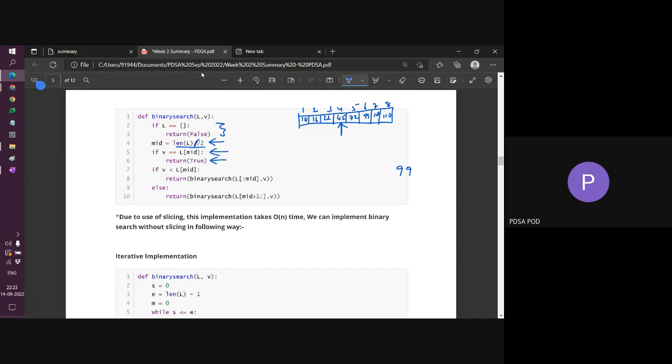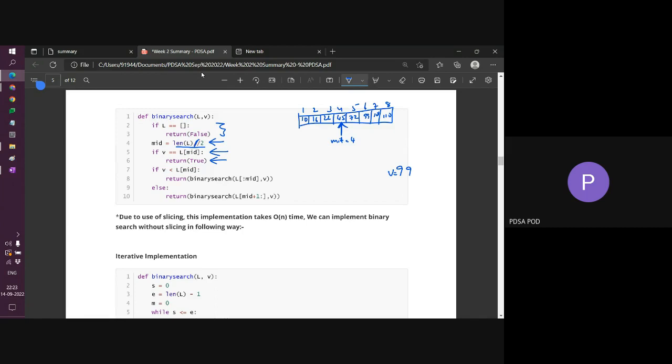Is it correct? Yes, ma'am. The length of L is 8, so 8 by 2 is 4. Now mid is this one. So we are checking whether B equals 99, that is, whether B equals L of mid, which is L of 4. So mid equals 4 here. I'm checking if L of 4 is the same as 99. If it is true, it returns true.